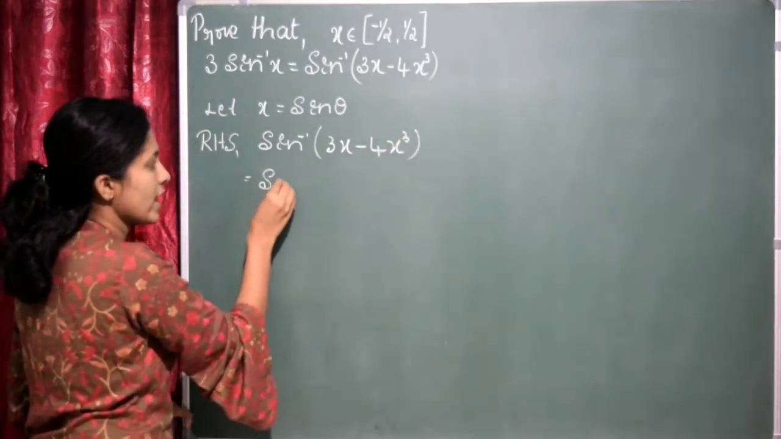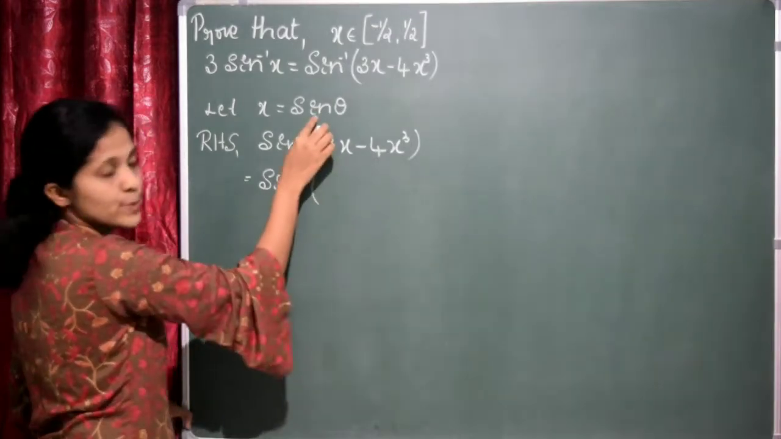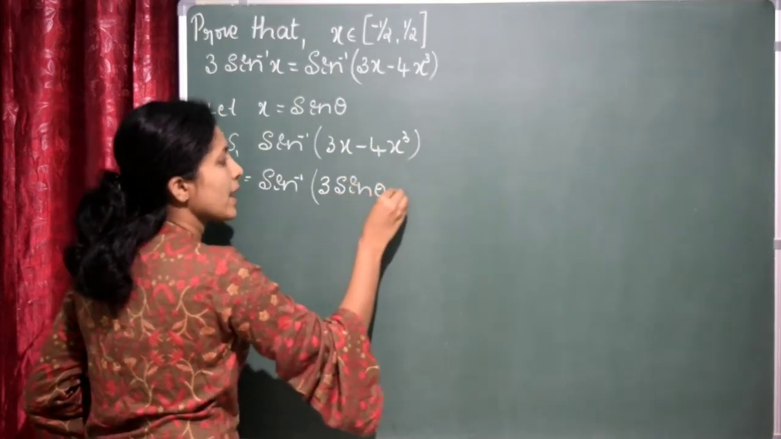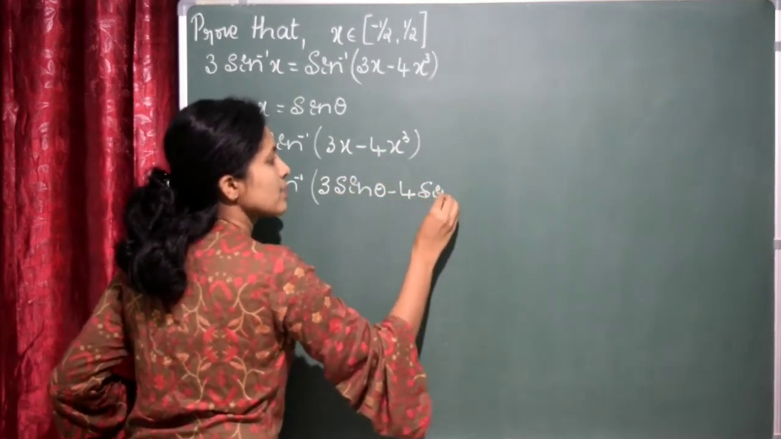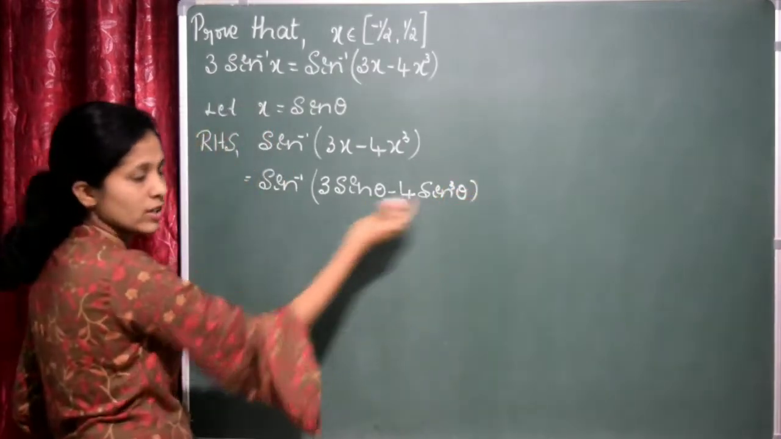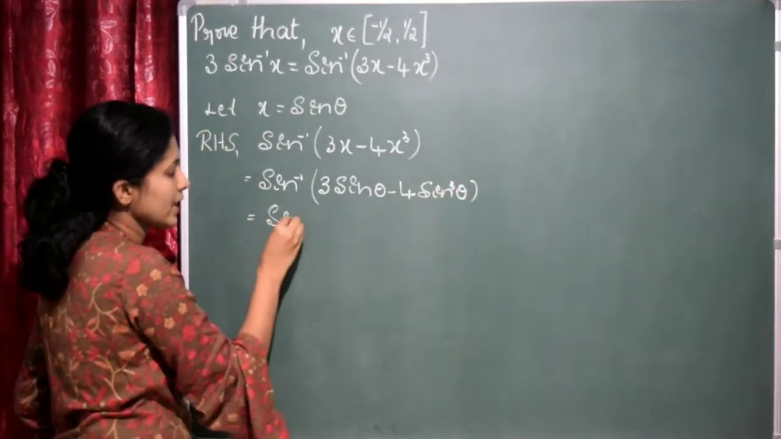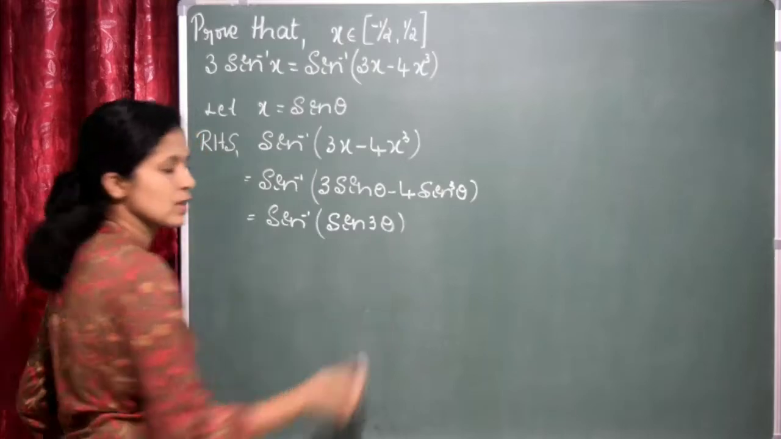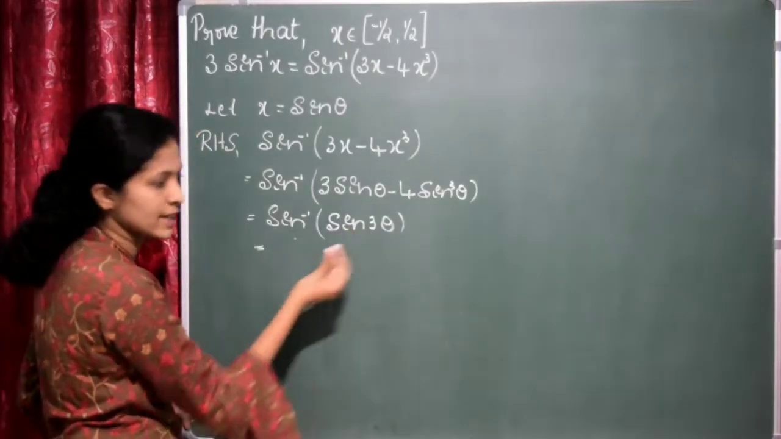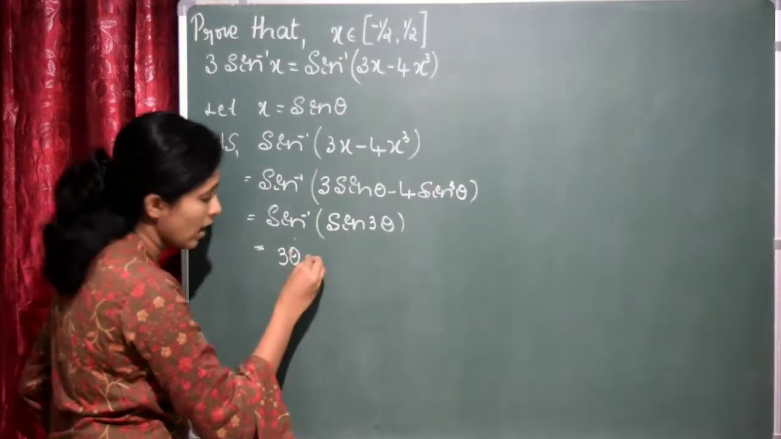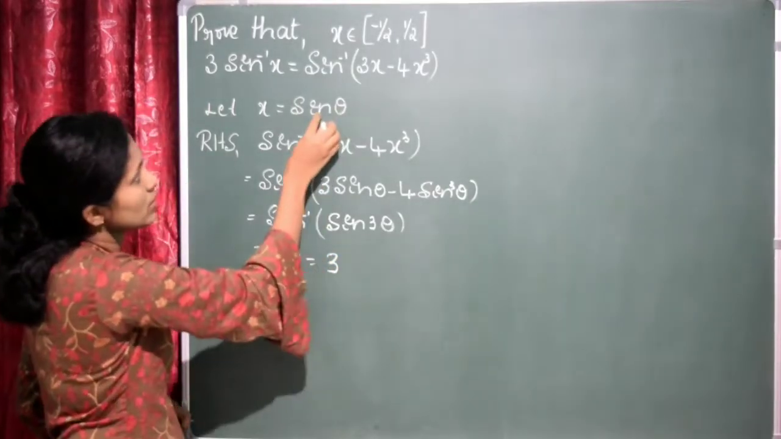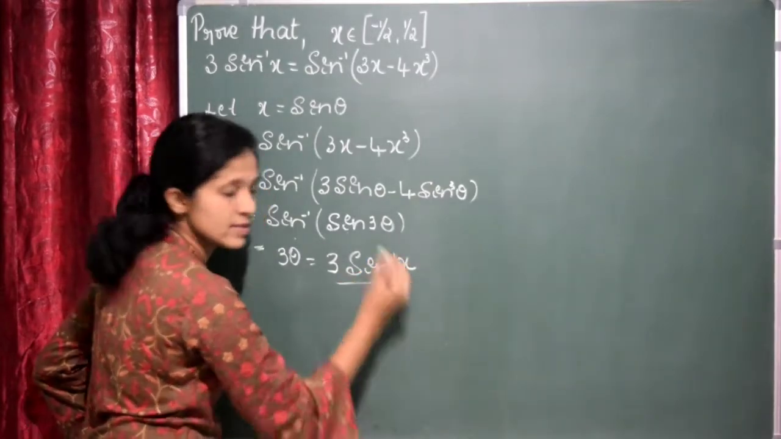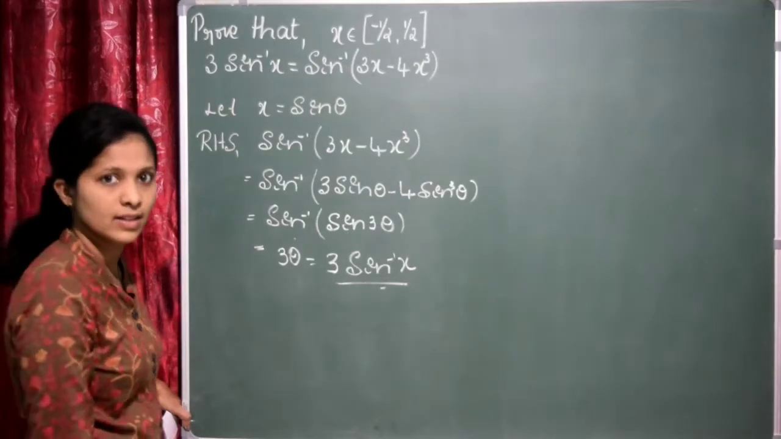This is equal to sin inverse of, with the substitution x is equal to sin theta, 3 into sin theta minus 4 into sin cube theta. Simple? Yes. Now this is the sin 3 theta formula, so we can write this as sin inverse of sin 3 theta. Sin inverse and sin will get cancelled. This will be equal to 3 theta. What is theta? Theta is equal to sin inverse of x. So 3 sin inverse of x. Proved? Yes, just by giving the substitution x as sin theta. This is the first one.